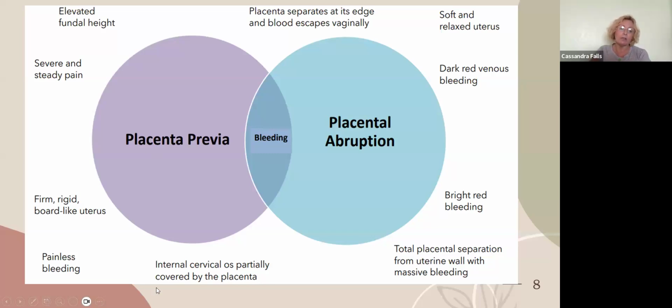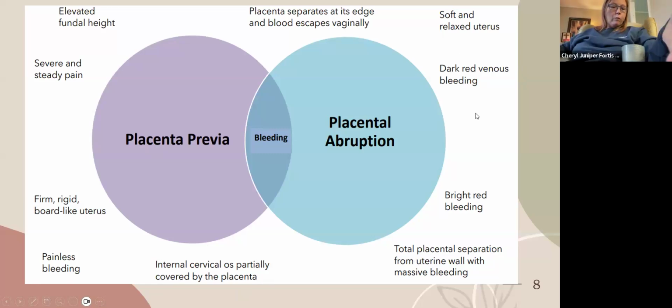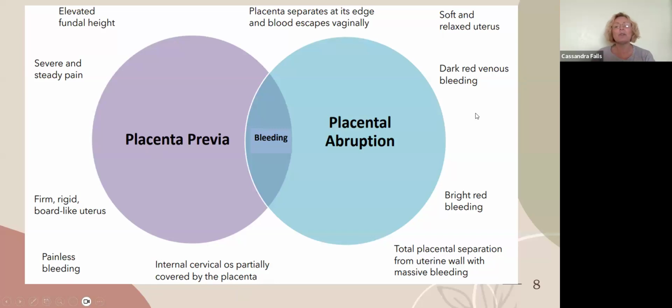What about internal cervical os partially being covered? Okay, never mind. You had it? Oh, okay. You want to tell us about your experience?